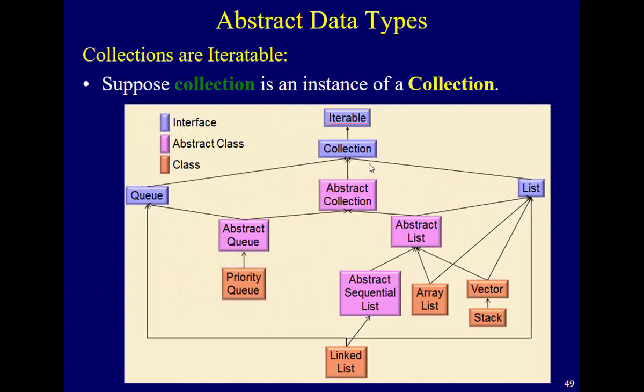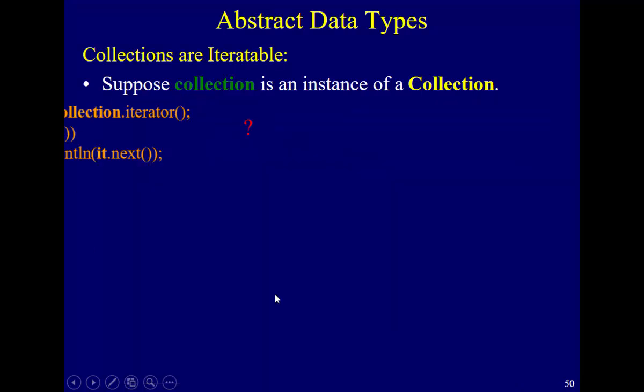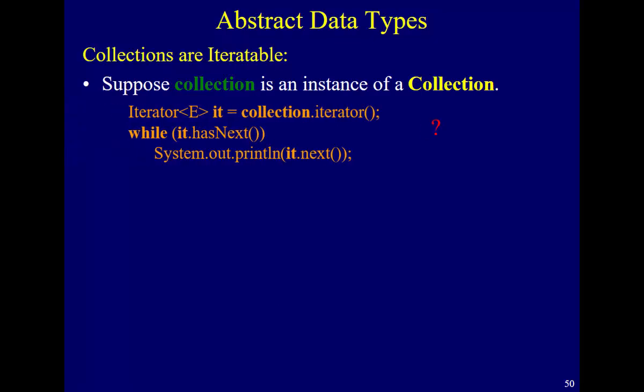So here, collection is an iterable. And then we have priority queues, or queues, which are collections, which are iterable. So all of these things are iterable.